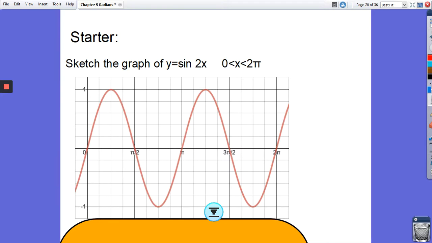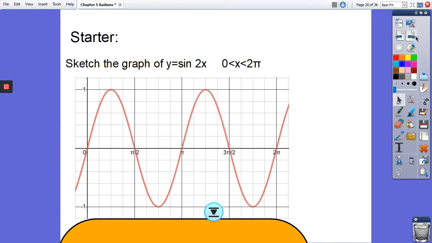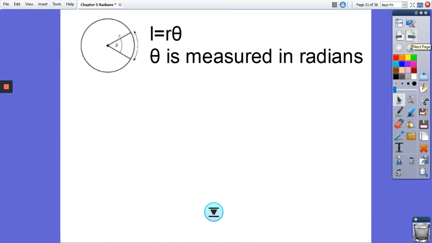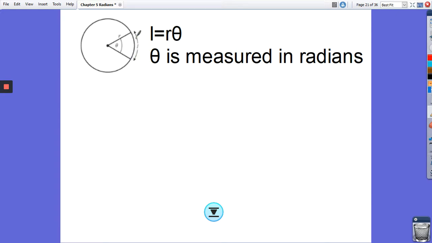Okay, let's get back onto what today is about, and it is about the formula for arc length when we measure in radians. So here you go. Now, arc length, if you remember from GCSE, is this length here. An arc is a part of a circumference. I should be a bit more specific. It's a part of a circle.